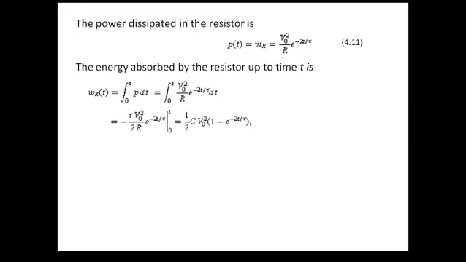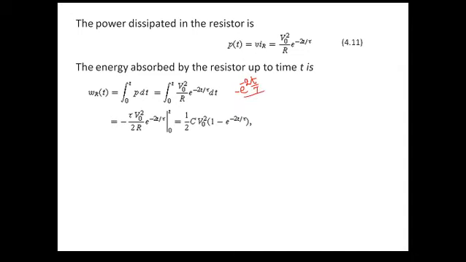Then just integrate this with respect to t, because V naught square by R is a constant. Just take the integral of e power minus 2t by tau, which gives you tau by 2 with a minus sign, that is, e power minus 2t by tau divided by minus 2 by tau, as this is with respect to dt.